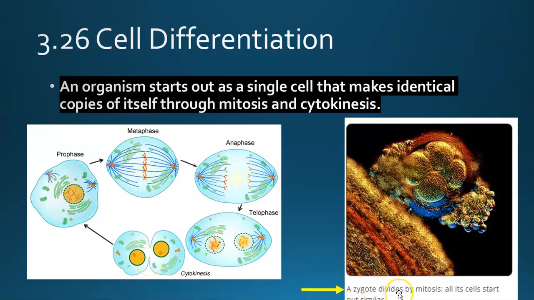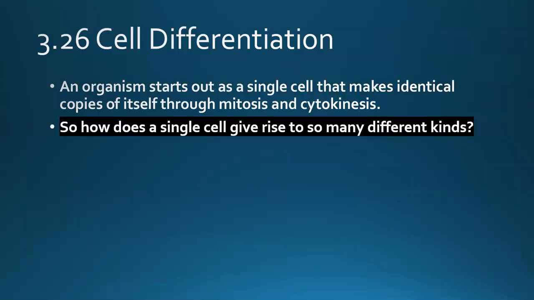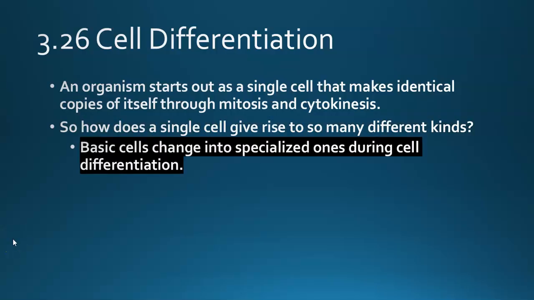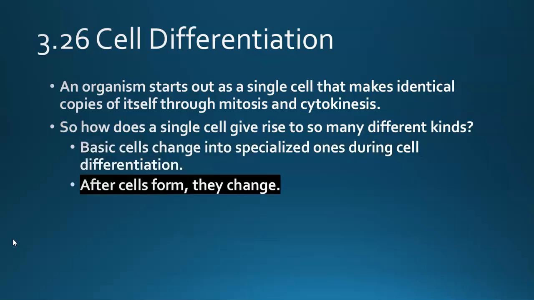It says here a zygote divides by mitosis, and all of its cells start out similar, right? Because in the process of mitosis, you're making identical daughter cells. But all the cells in our bodies and other organisms don't look the same. They have different jobs. So we can't continue to just make identical cells. So that's where cell differentiation comes in, right? It answers the question, how does a single cell, the original zygote, give rise to so many different kinds of cells? Basic cells change into specialized cells during what we call cell differentiation.